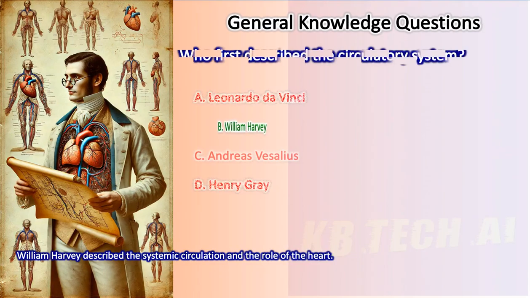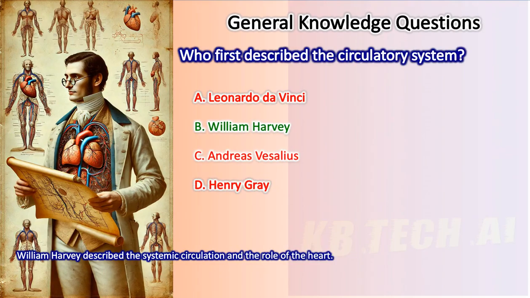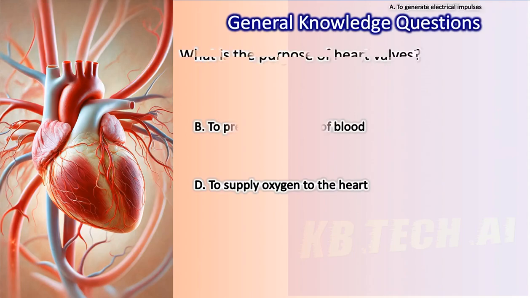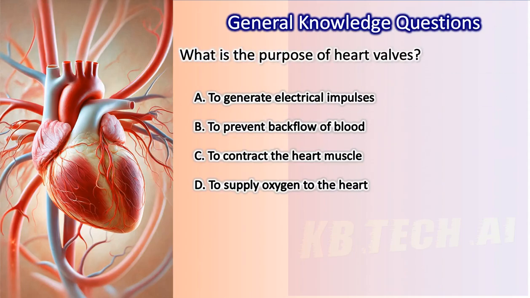The answer is Option 2. William Harvey. What is the purpose of heart valves? Option 1. To generate electrical impulses. Option 2. To prevent backflow of blood. Option 3. To contract the heart muscle. Option 4. To supply oxygen to the heart.